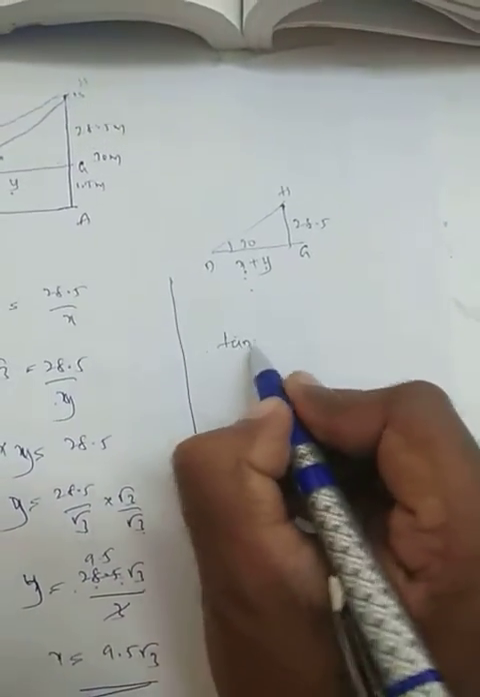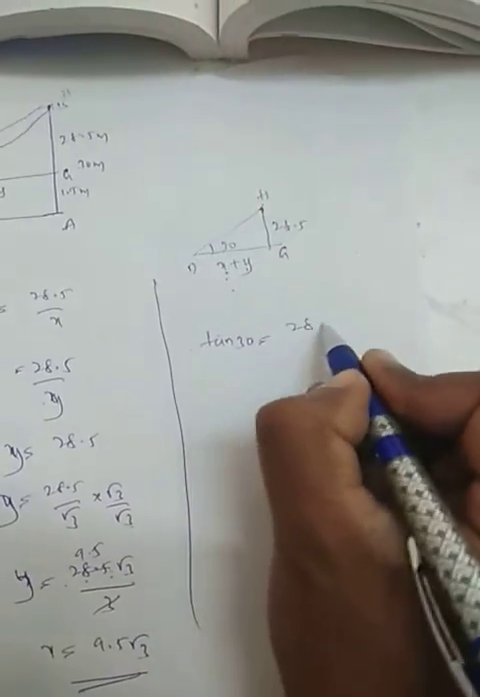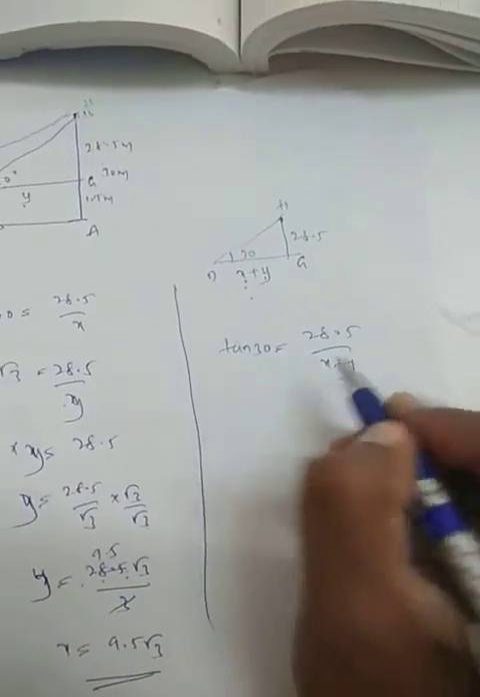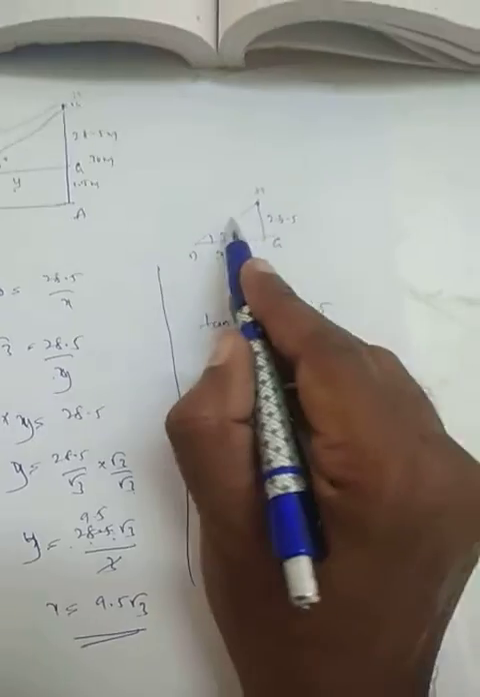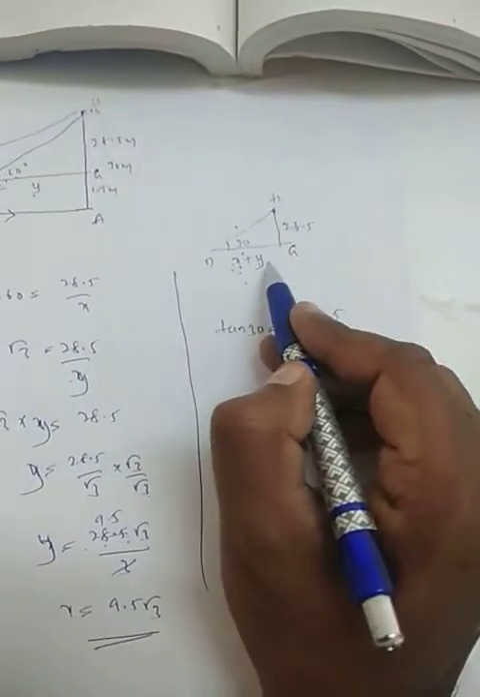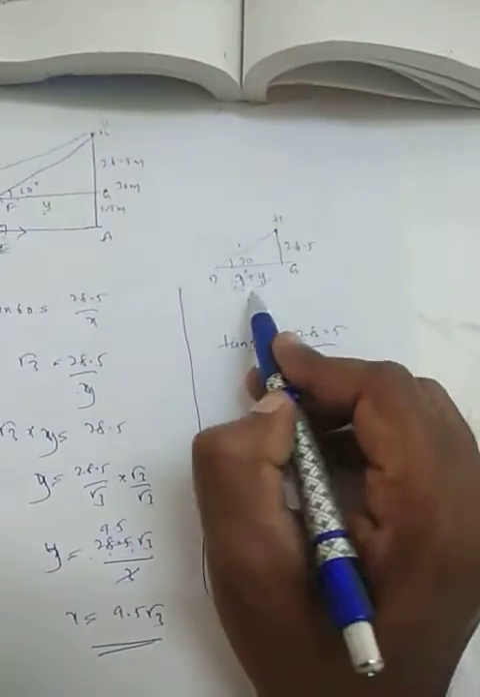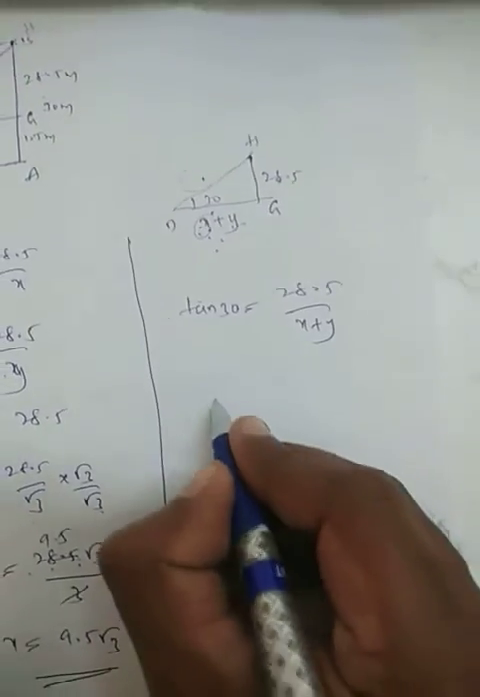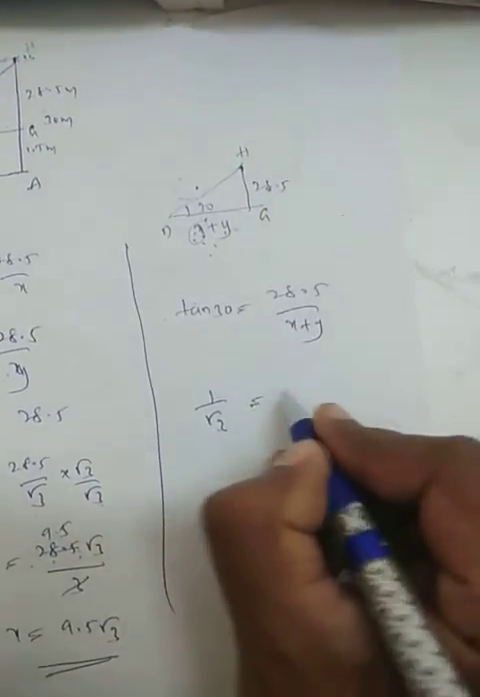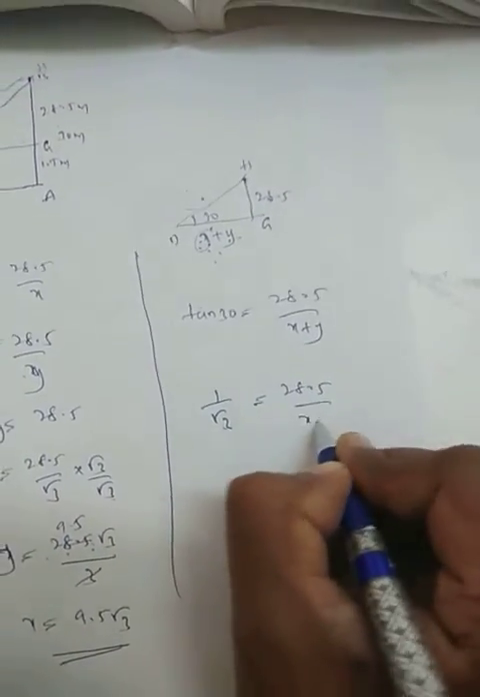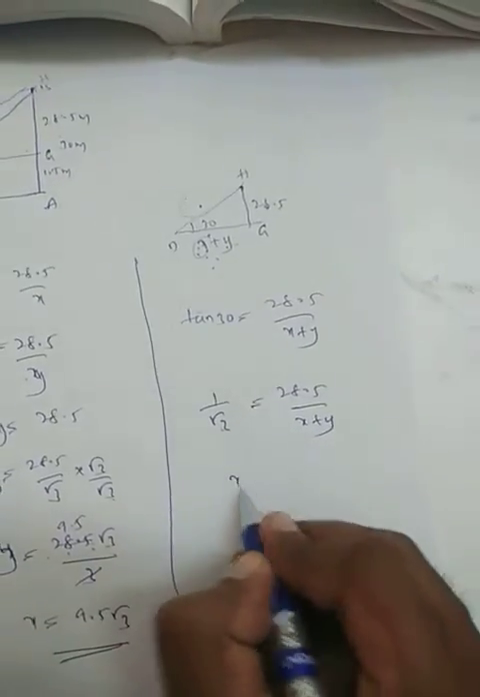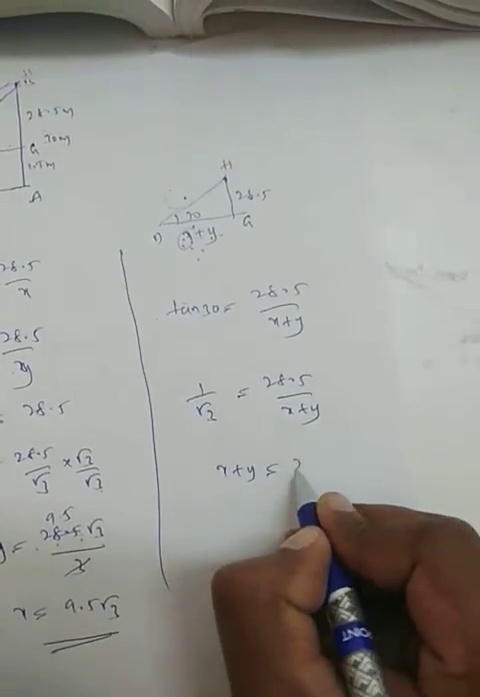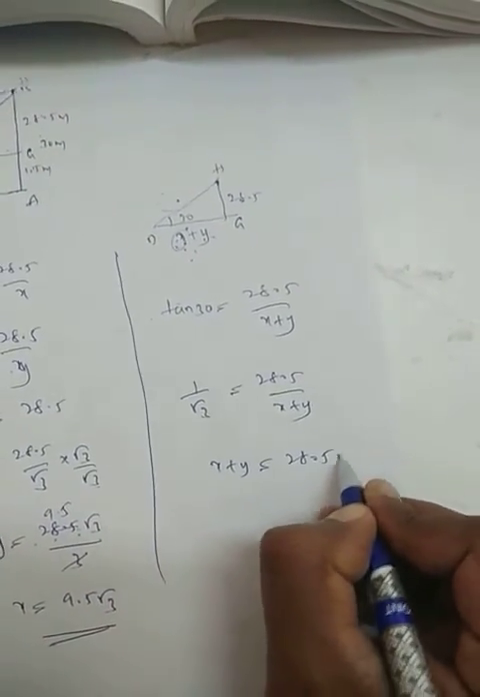So tan 30 is equal to 28.5 by x plus y. Don't think about why you are not taking 30. This is unknown. We don't want this value, we want this value only, that means the x value. So project on these two sides only. Now tan 30 is 1 by root 3. It will be equal to 28.5 by x plus y. Cross multiplication: x plus y is equal to 28.5 into root 3.